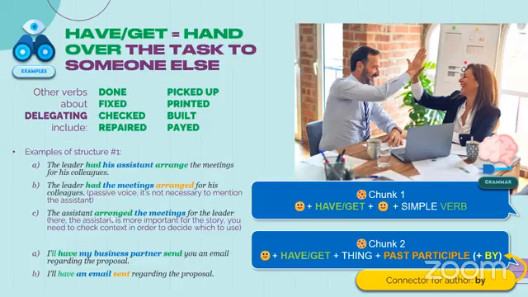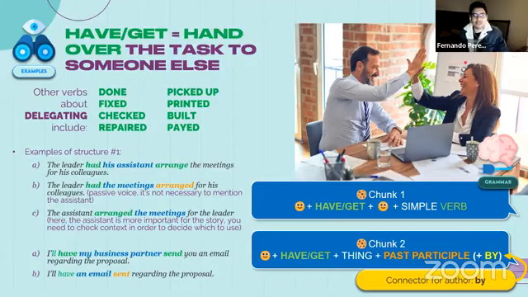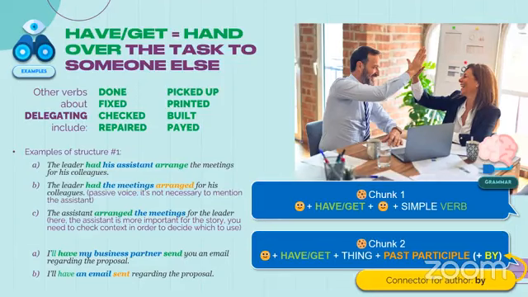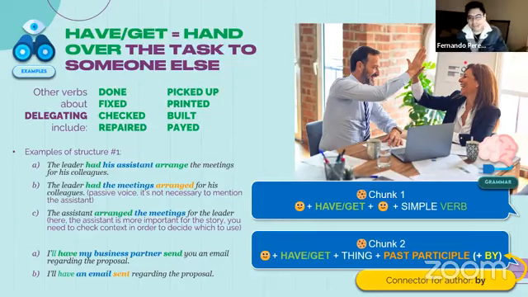How can I know that after assistant I don't have to use to arrange? Because connector 2 is only for verbs, and the assistant is not a verb. Okay. Easy as that. Connector 2 is exclusively for verbs.